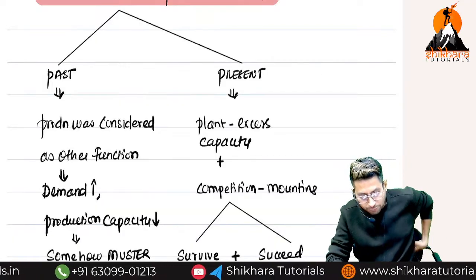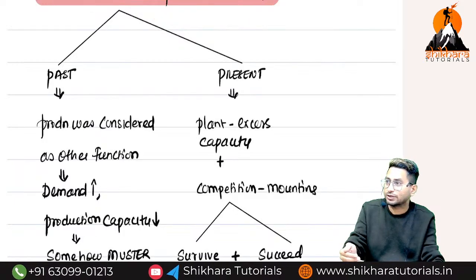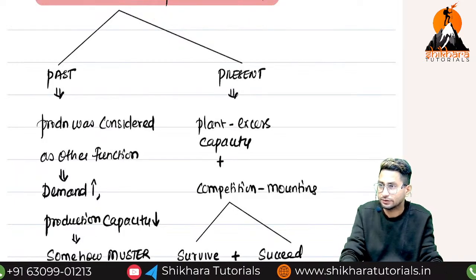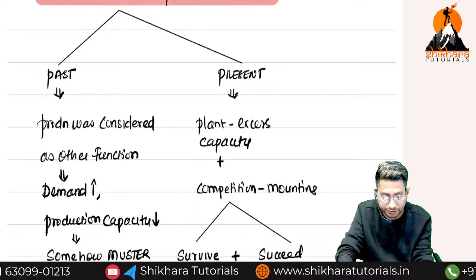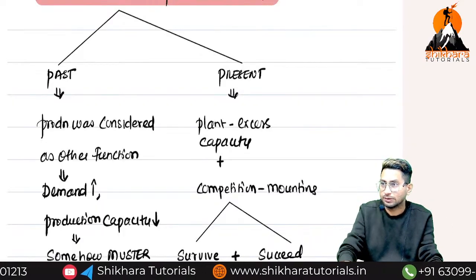See, first of all, what exactly do we mean by competitive advantage? The advantage that I have over competitors. The advantage that I get over competitors is called what? Competitive advantage. For example, Shikara.